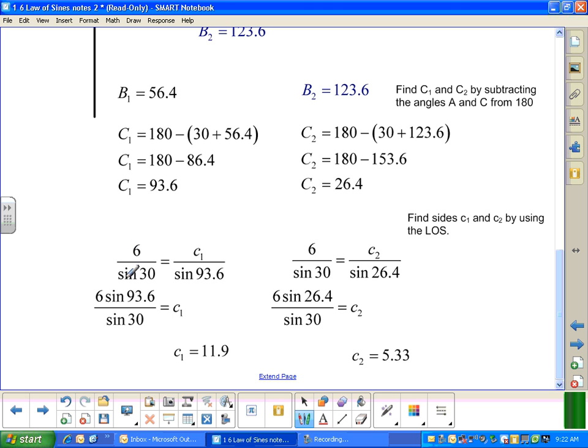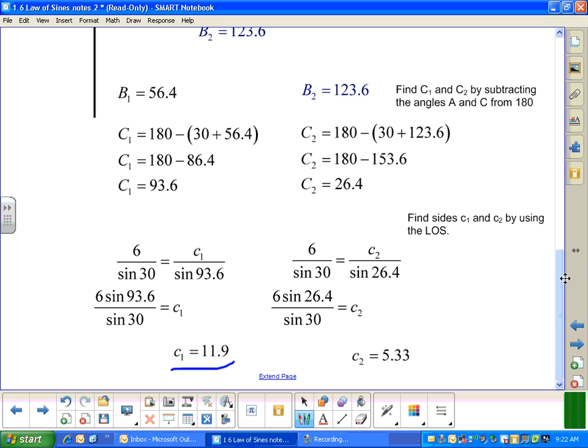So we're going to set up the law of sines. So we'll say 6 divided by the sine of 30 is equal to C1 divided by the sine of 93.6. We're going to multiply both sides by the sine of 93.6. I don't think I typed it in here, but we're going to do that multiplication so we can clear the denominator, just like we did before. So C would equal 6 times the sine of 93.6 divided by the sine of 30, and we get 11.9.